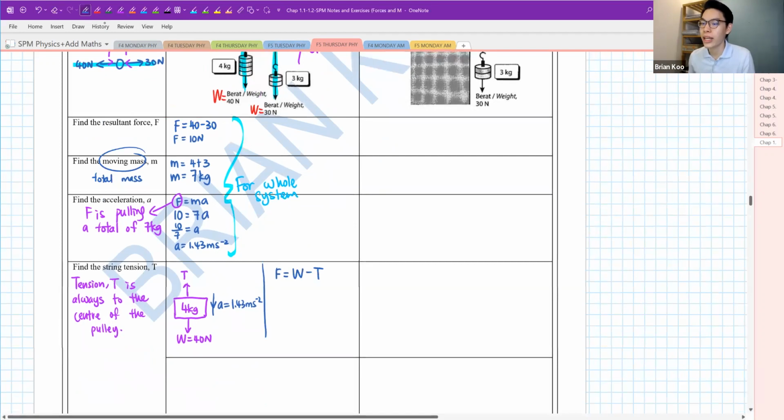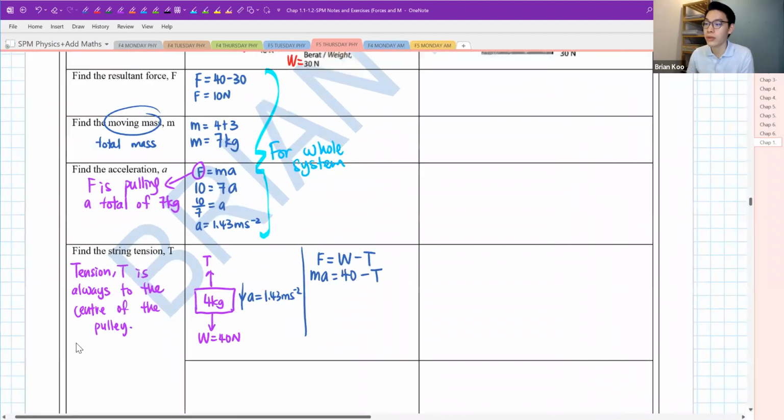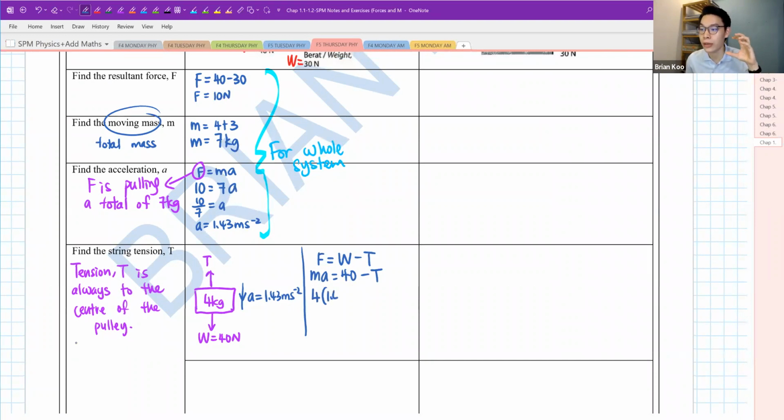So F equals W minus T. What is F? F equals ma. What is W? 40 Newton. What is the tension? Tension is what we want to look for. Again, now I'm focusing on the 4 kg only. So the mass is 4 kg. Acceleration: how fast is this 4 kg moving? It is moving at 1.43 meters per second squared. This way you can find out your tension.